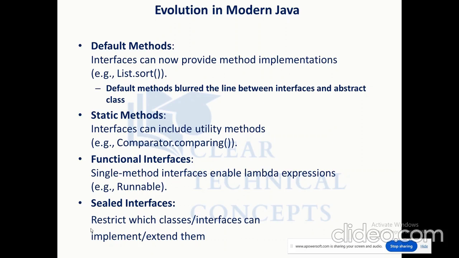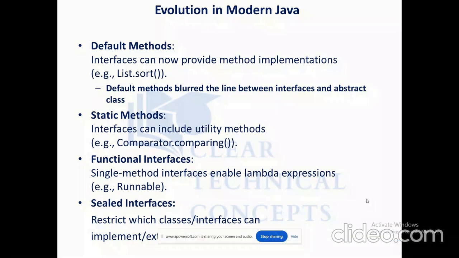For example, in the List interface, a sort method was added as a default method. So all existing implementations like ArrayList and LinkedList automatically inherited this. This also reduced the boilerplate code, which means common logic across all the classes was put there without forcing the other implementations to rewrite them. Default methods have blurred the line between interfaces and abstract classes.